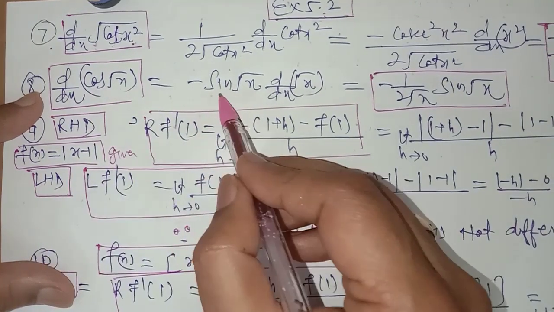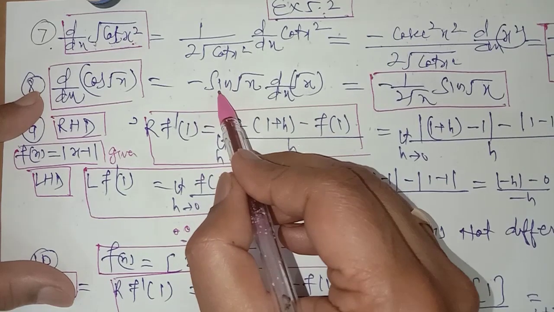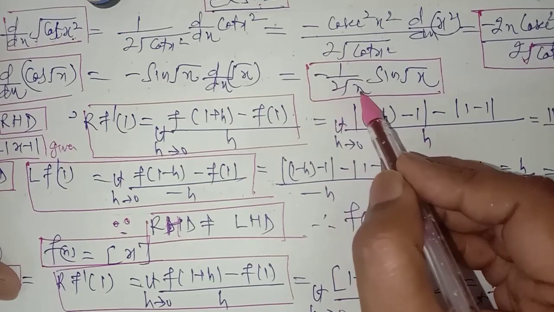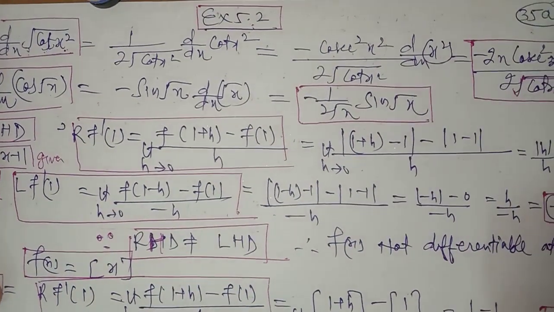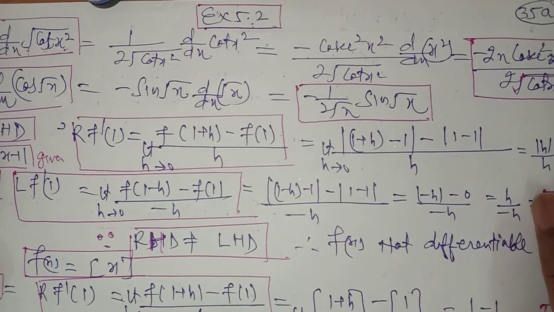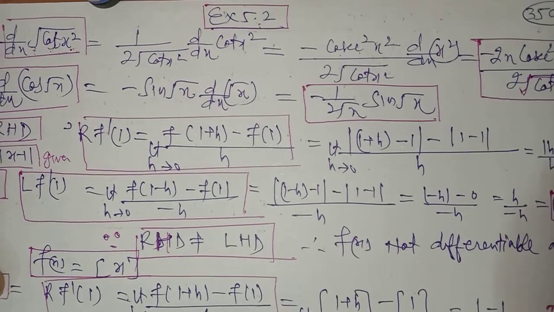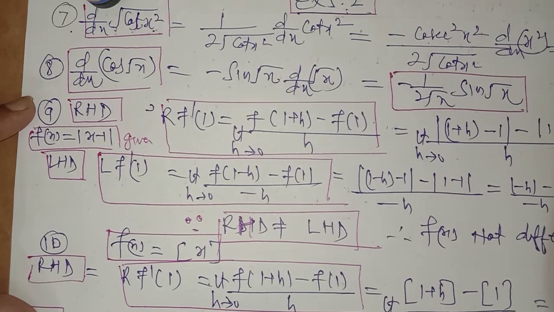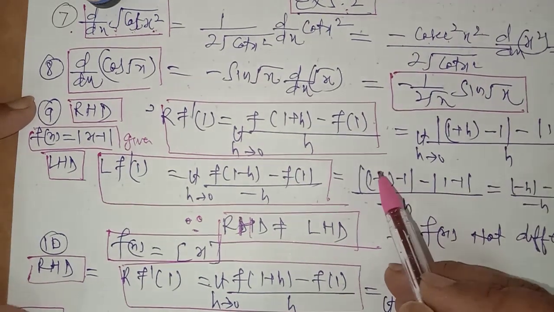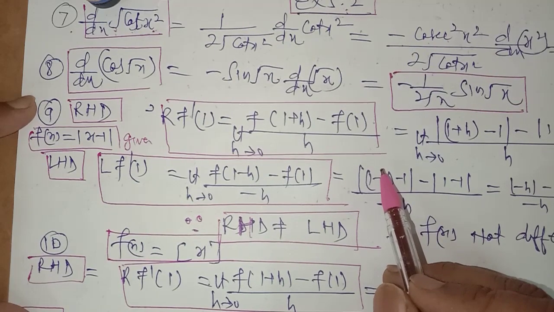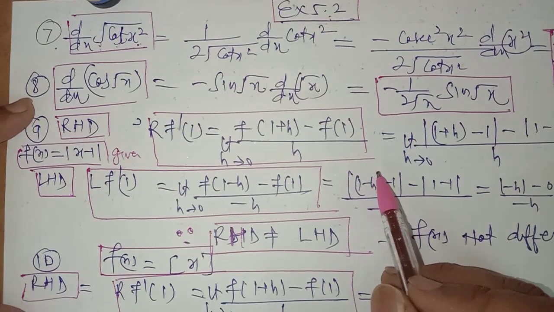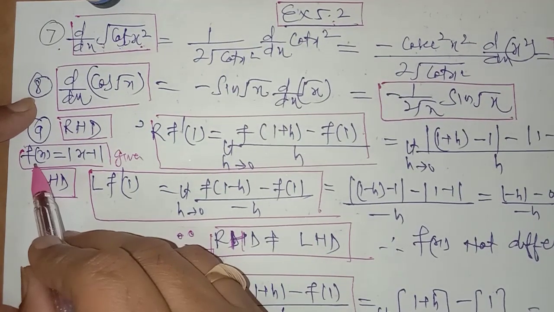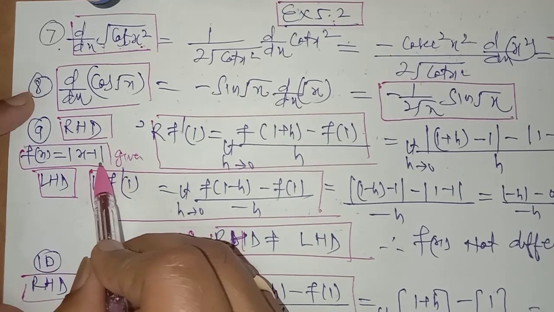So the derivative of cos is minus sine root x. And now multiply with the derivative of root x, which is equal to 1 upon 2 root x. These are the simple questions which we have discussed in the previous lecture. Now after that we have some good questions, number 9 and 10. You have to check the differentiability of the function at a particular point. To check whether the function is differentiable or not, we find its right hand limit and its left hand limit.